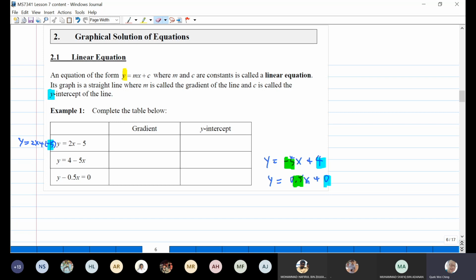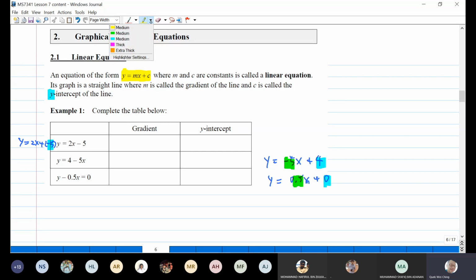The equation that looks like this, y equals mx plus c, is called a straight line. This is called the equation y equals mx plus c. This is called a linear equation. This looks like a straight line. This is actually a straight line here. There are two numbers we're going to find. One of them is called the gradient, m. So there's an m there.